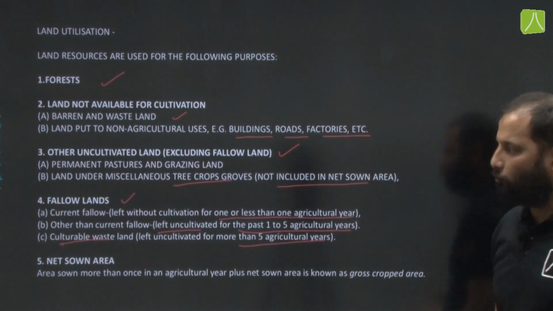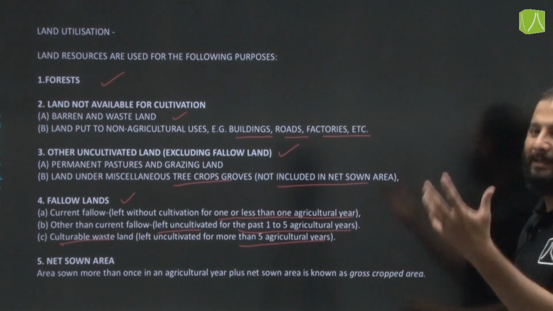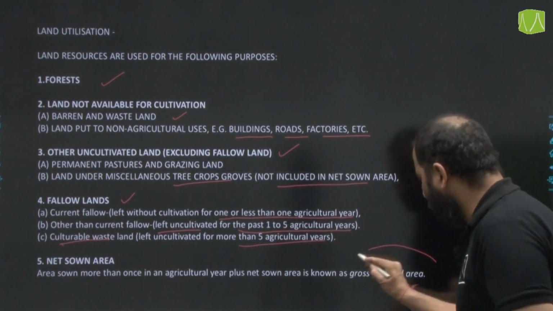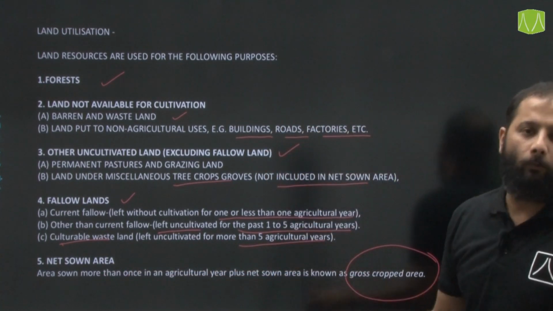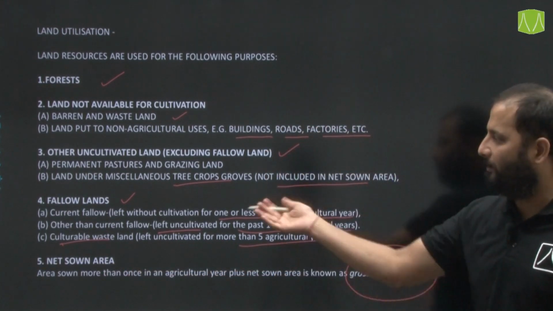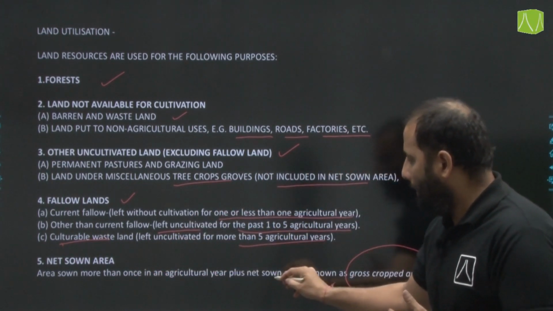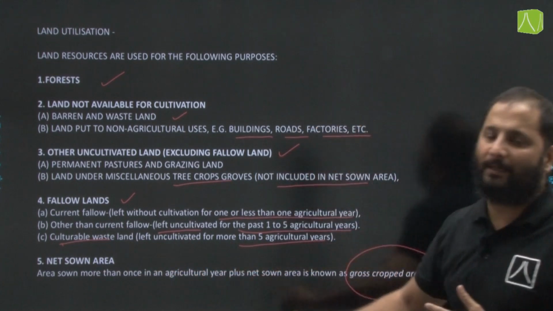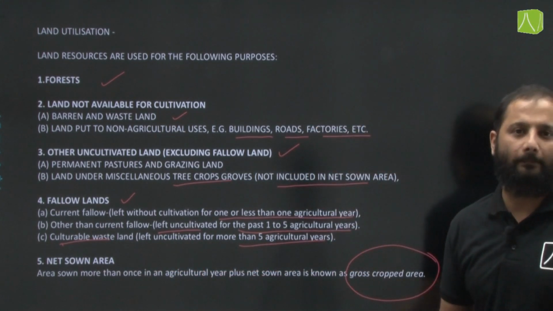And finally, net sown area. The area sown more than once in an agriculture year plus the net sown area is known as total gross cropped area. Okay. So, area which is sown once in an agriculture year is your net sown area, and the area sown more than once in an agriculture year plus the total net sown area will give us the gross cropped area. Alright.